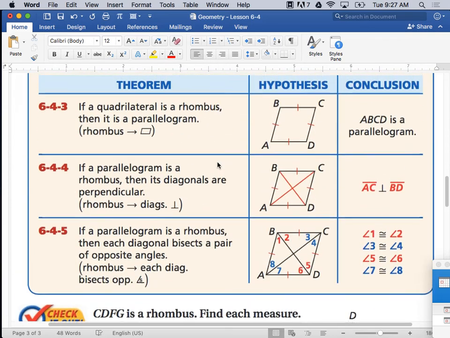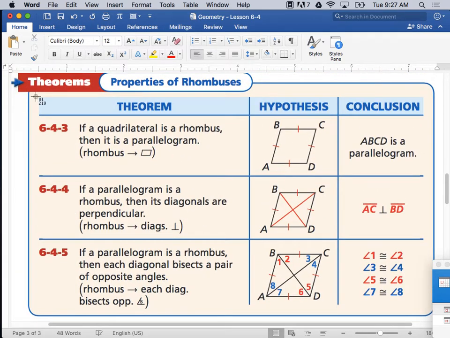Here we go. These are the properties of a rhombus. So let's continue on.